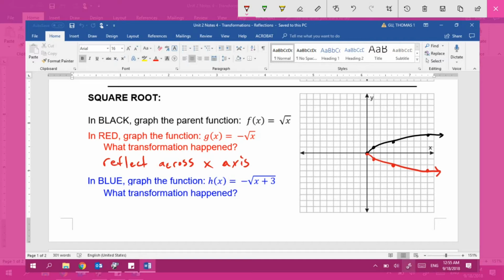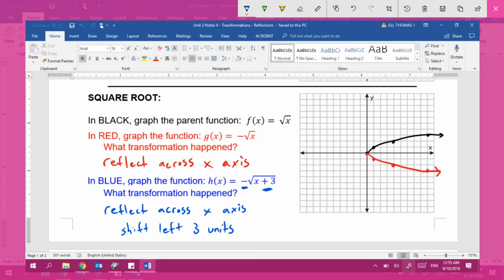All right, now look at the blue. Let's see what we're going to do with this one. We've got the negative sign outside, so of course we're going to reflect across the x-axis. But then what do we see on the inside? We see a +3. What does +3 do to our graph again? That moves it to the left 3 spots. So shift or translate left 3 units.